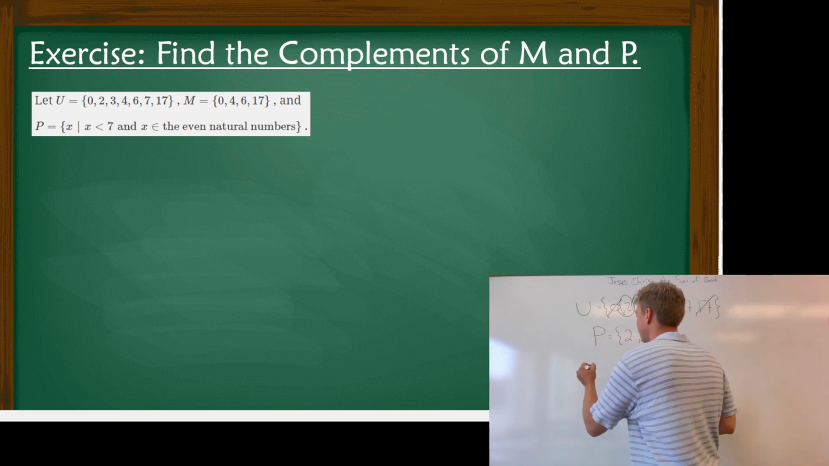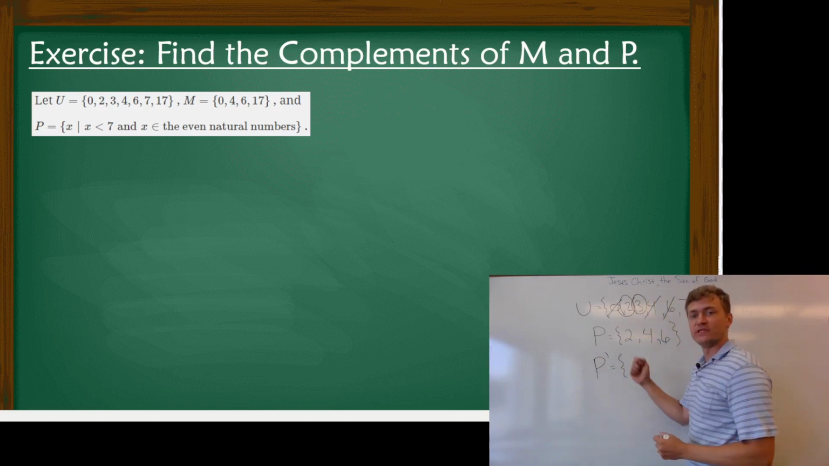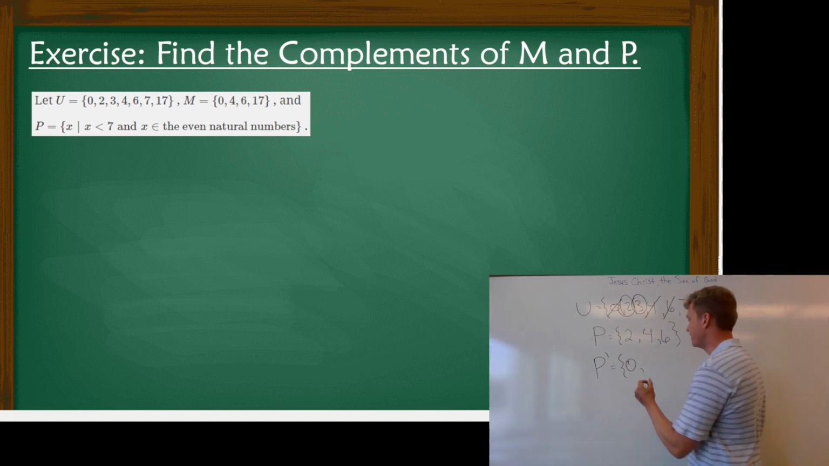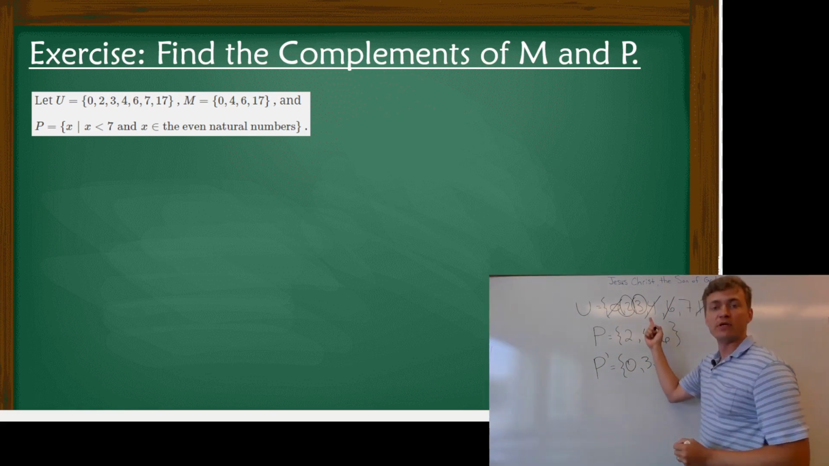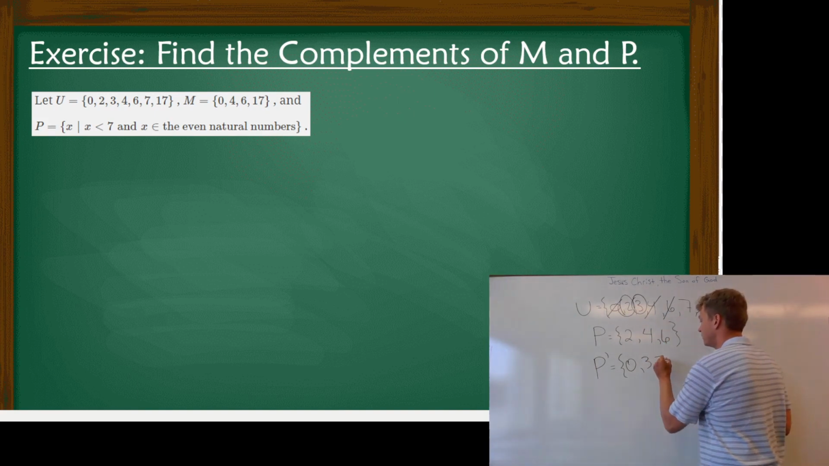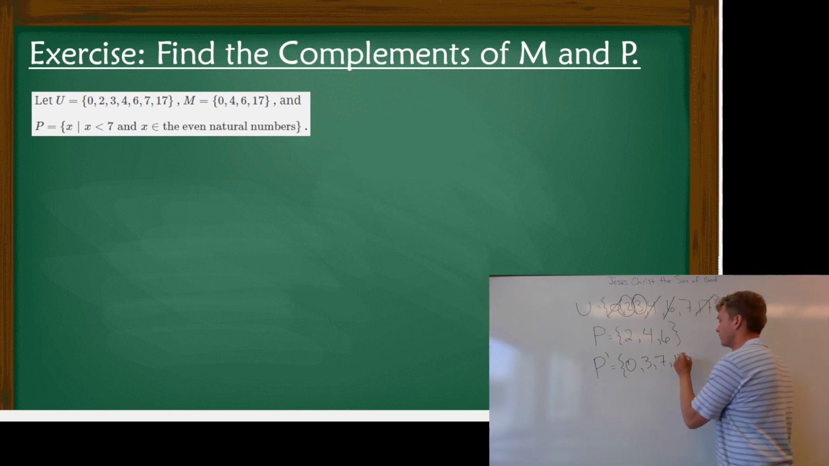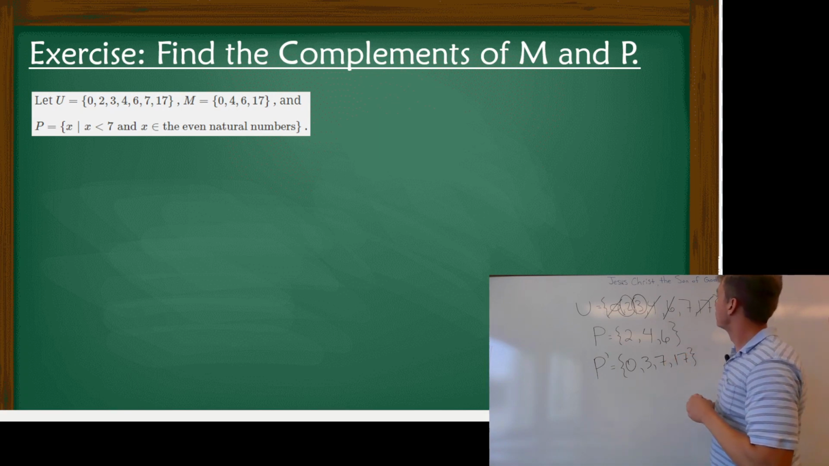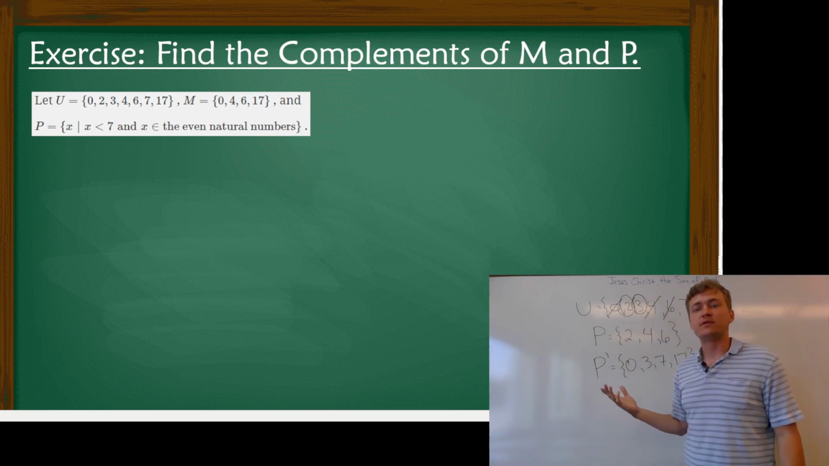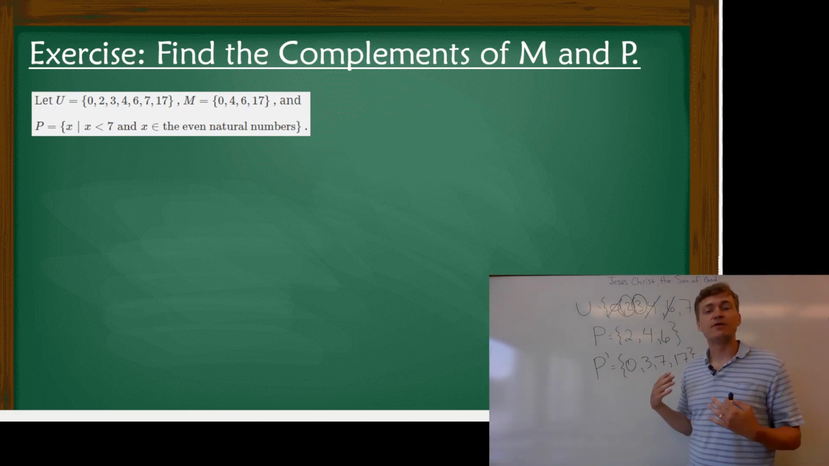So let's list it. Starting with 0, we'll skip 2 and we'll include 3. We will skip 4 and 6, but include 7. And then lastly, we'll include 17. So notice here that the universal set has 7 elements. P has 3 elements. P complement has 4 elements.